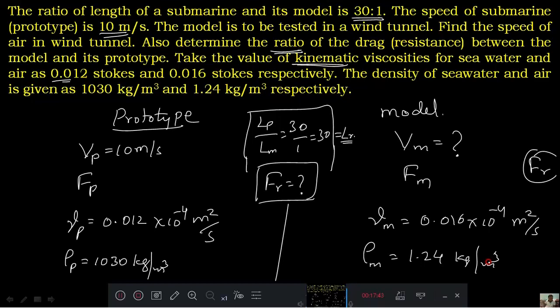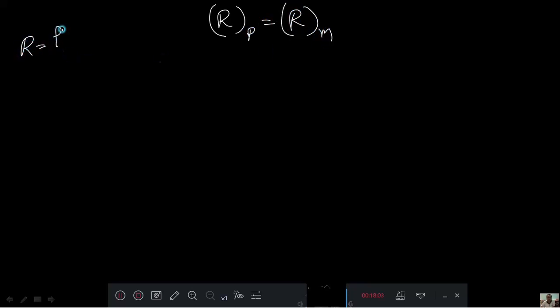I have to calculate here two things. The first one is velocity ratio, the velocity of the wind, and I want to calculate the force ratio. First we'll go to the velocity. Then what the law tells: the Reynolds number for the prototype must be equal to the Reynolds number for the model. Basically Reynolds number is rho VL by mu.